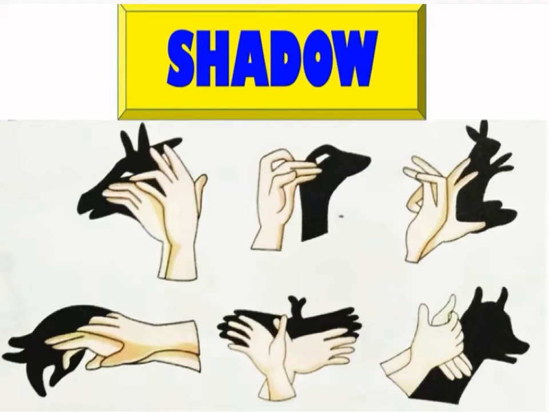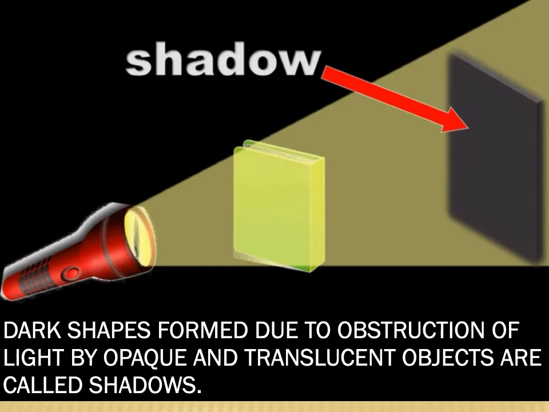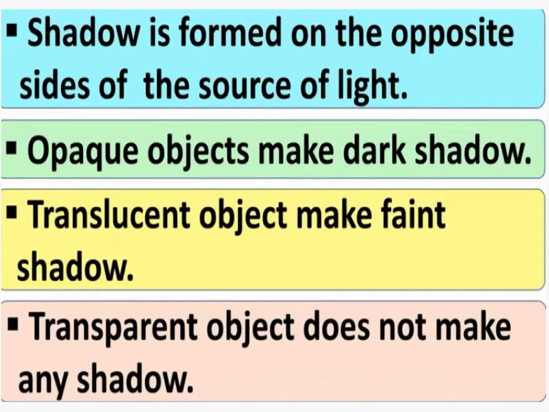Now let's discuss about the topic shadow. Dark shapes formed due to obstruction of light by opaque and translucent objects are called shadows. Shadow is formed on the opposite side of the source of light. Opaque objects make dark shadow. Translucent objects make faint shadow, and transparent objects do not make any shadow.